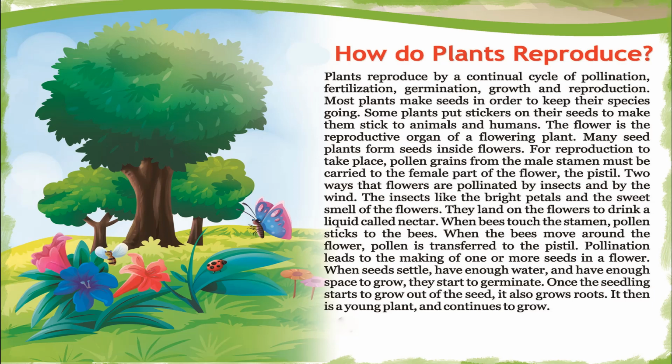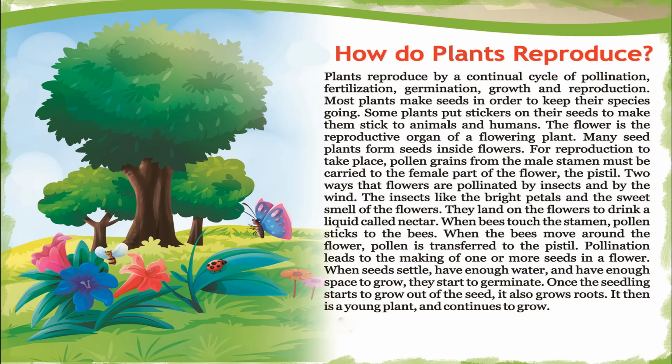For reproduction to take place, pollen grains from the male stamen must be carried to the female part of the flower, the pistil. Two ways that flowers are pollinated: by insects and by the wind. The insects like the bright petals and the sweet smell of the flowers. They land on the flowers to drink a liquid called nectar.